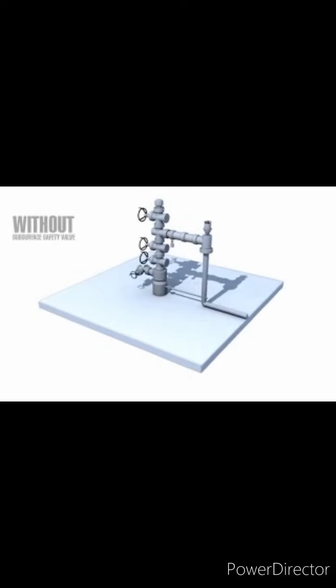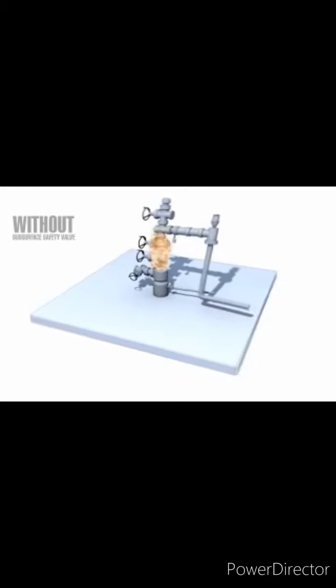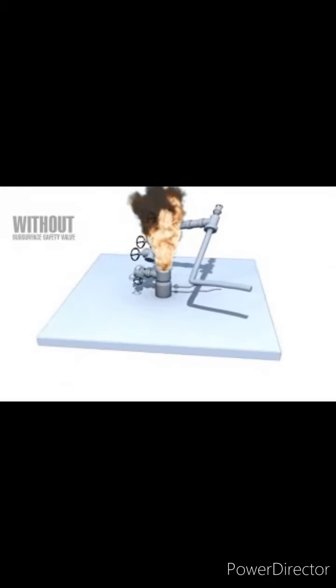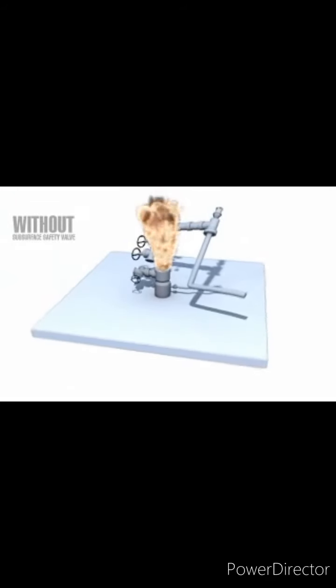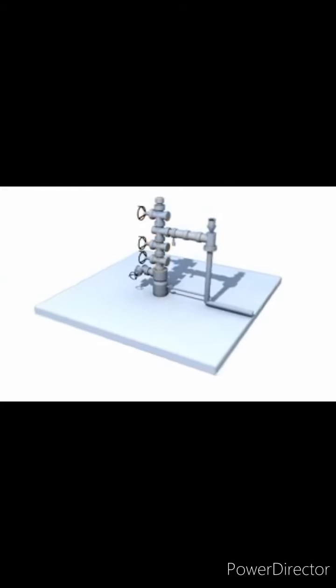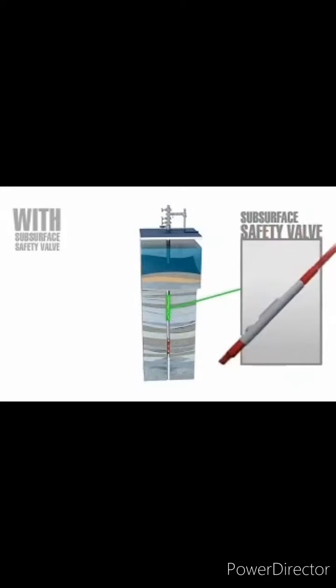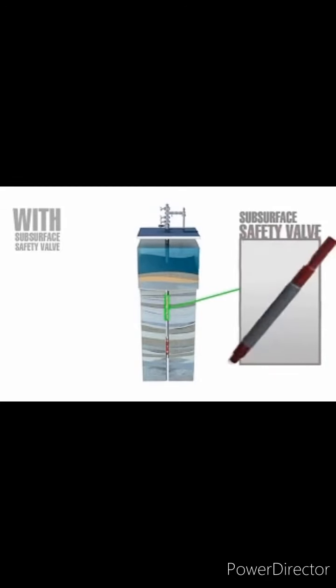With no subsurface safety valve installed, if any incident occurs, such as the wellhead being damaged by ships or storm, then oil and gas can flow uncontrolled to the surface, causing extensive environmental damage as well as the potential loss of human life.